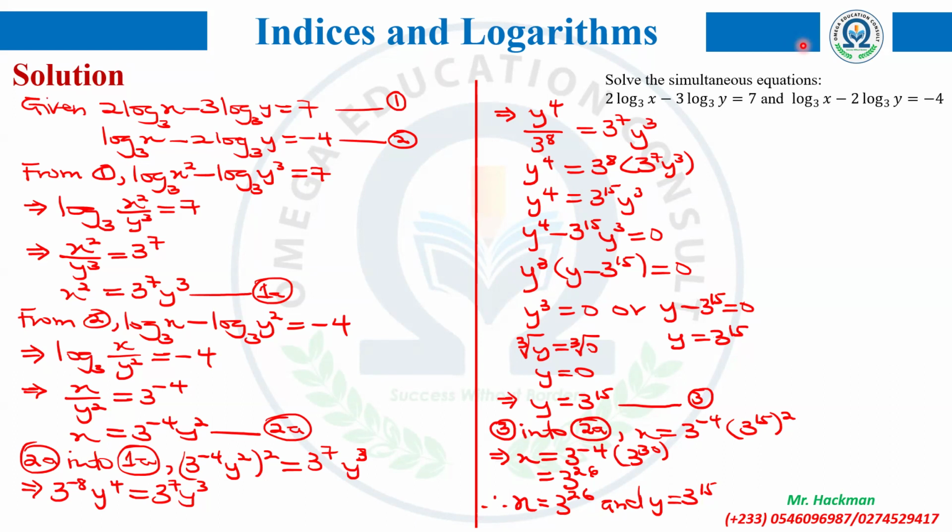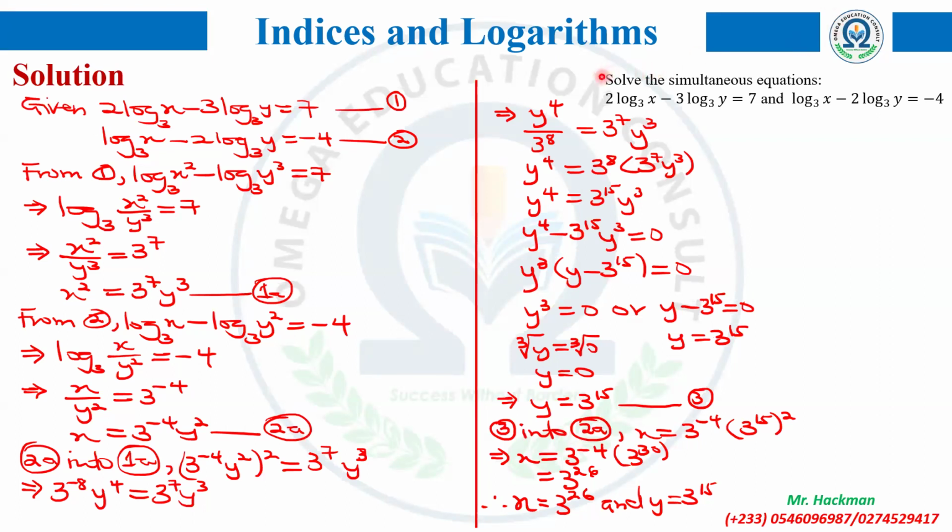And in today's lesson, we are going to have a look at the solution that was given in lesson 6, okay, to the assignment that was given in lesson 6 of our indices and logarithm lessons. Okay, so, and indeed, this was the second assignment, okay, of lesson 6.